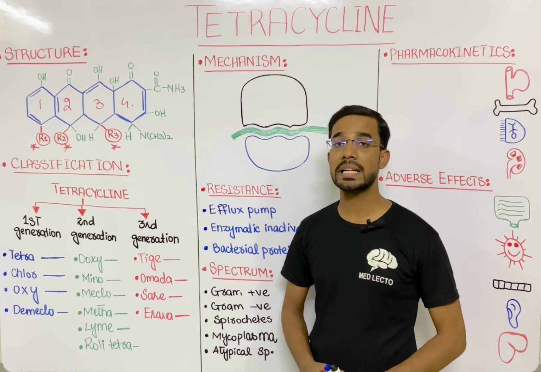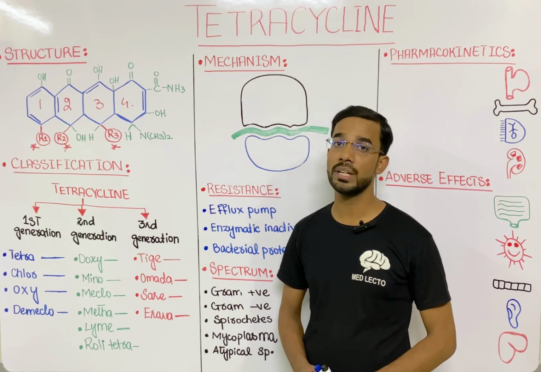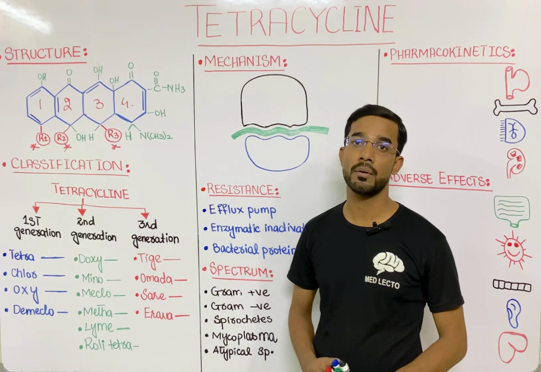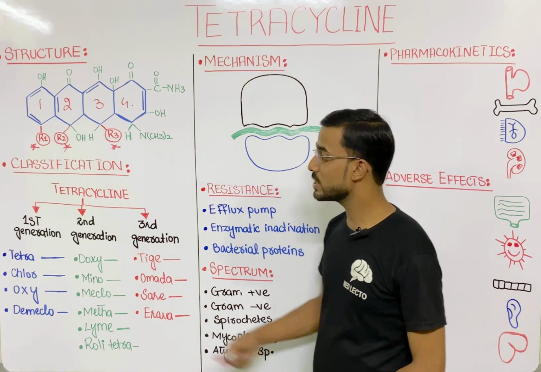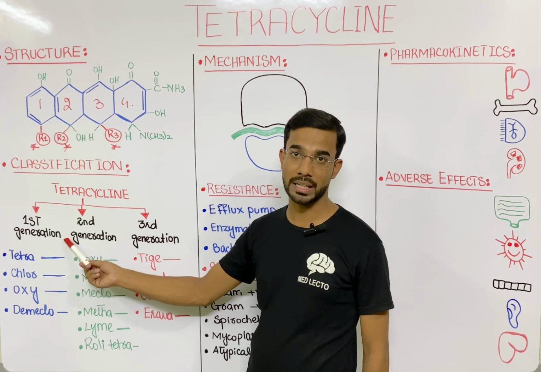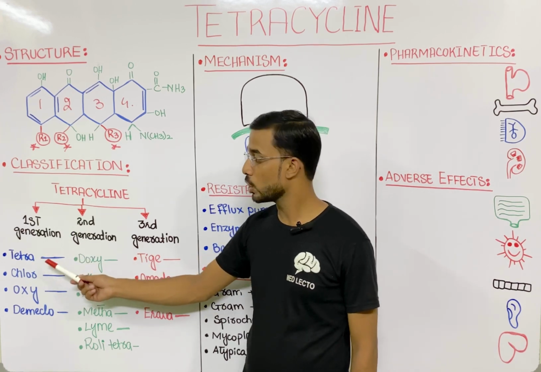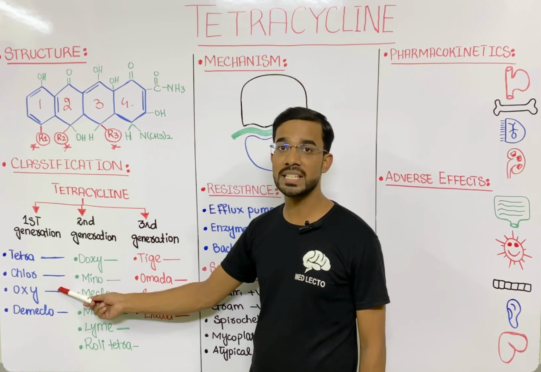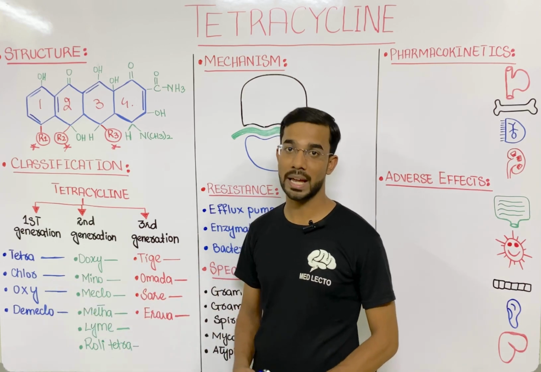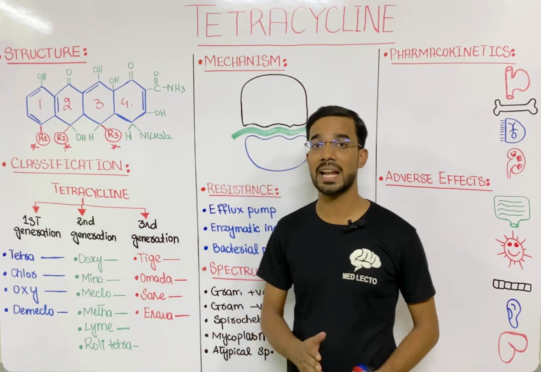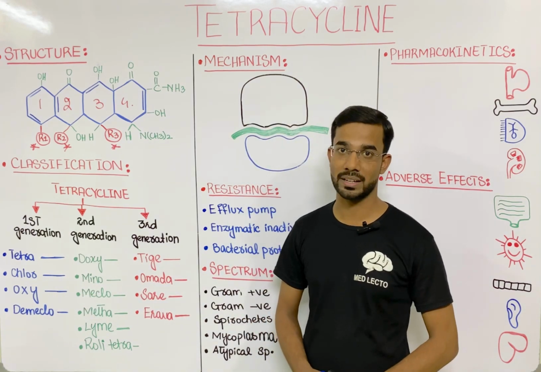Basically, we categorize the tetracycline into three generations on the basis of the origin or preparation. First generation is the biosynthetic form of the tetracycline. You will see the tetracycline, chlortetracycline, oxytetracycline, demeclocycline. So here are basically the four most important tetracyclines that fall in the first generation.